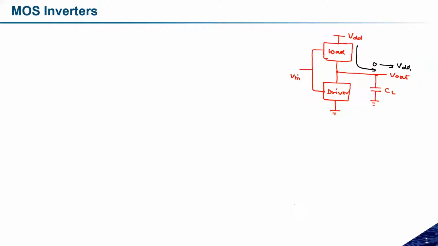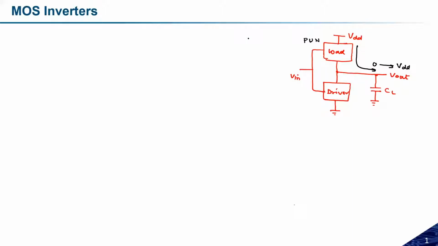Similarly, let's assume initially the output is at VDD and I want to discharge it. The driver block is responsible to discharge it. So the load transistor is responsible to pull up the load capacitance value. Initially it was zero, and by using this load block, we are pulling up the logic level at the output side. So we call this load block a pull-up network, because it is pulling up the logic level. Initially we had logic zero, but after activating this load, the load capacitance is charging.